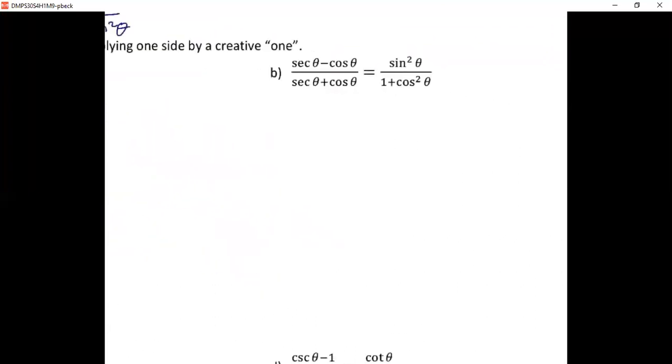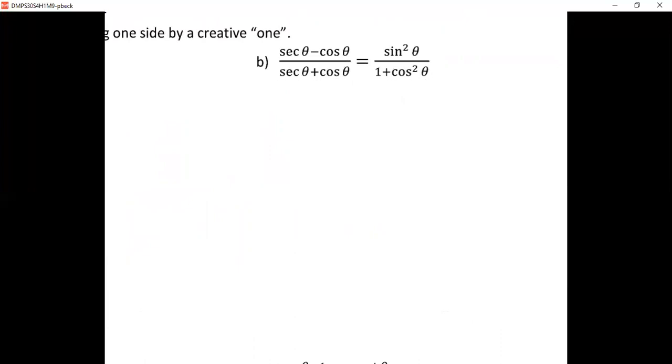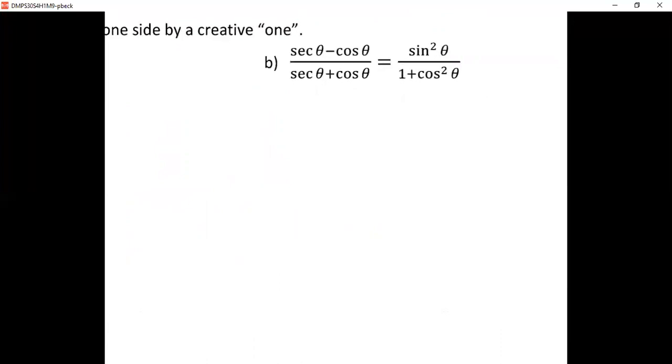Let's take an expression B: secant minus cosine over secant plus cosine, versus sine squared over 1 plus cosine squared. When I look at sine squared over 1 plus cosine squared, it's really hard for me to figure out what that's going to be equal to. So let's take a look at the left side again. That left side involves some mixture of secants and cosines. That's kind of a clue to change to sines and cosines.